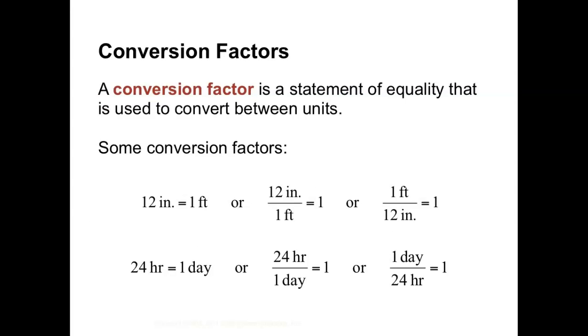So next we have a conversion factor that is just a statement of equality that we can use to convert between units. So one example of that would be like 12 inches equals 1 foot. So I can divide either side so that I have 12 inches per 1 foot, which equals 1, or 1 foot per 12 inches, which also equals 1. And these things would be called conversion factors, right?